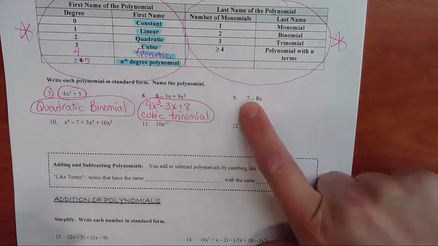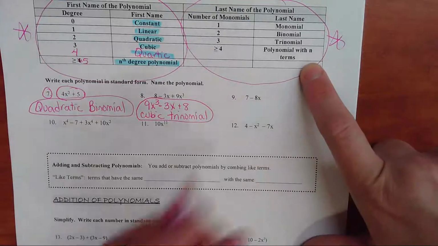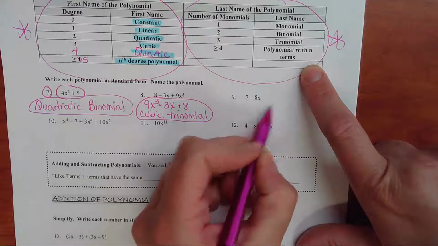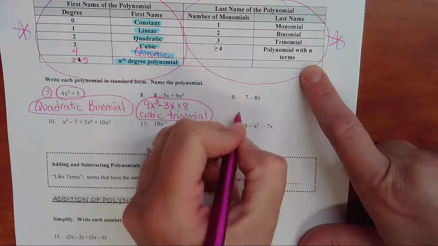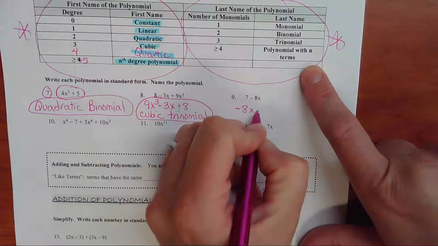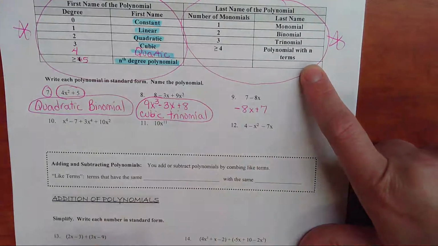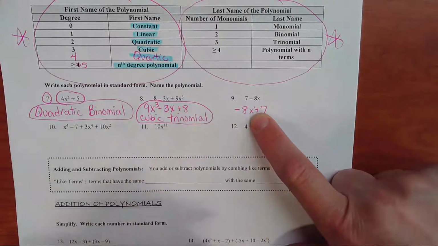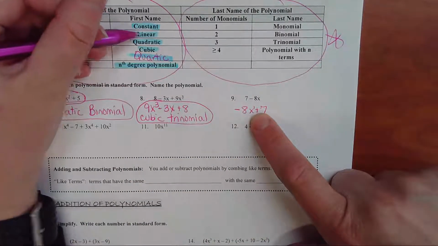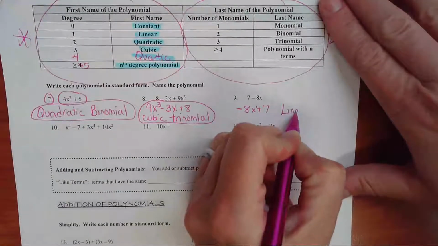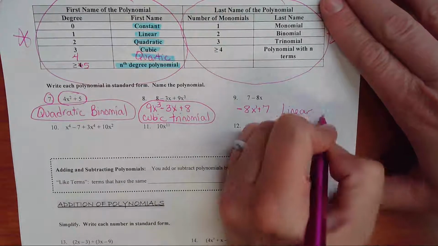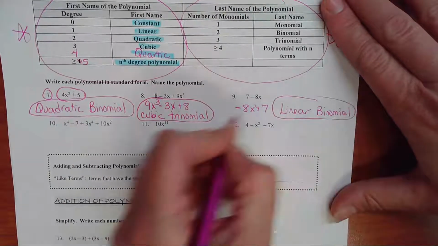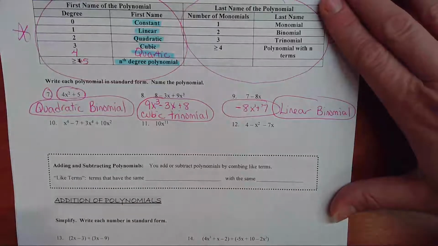For number 9, so this is not in standard form. The x has an exponent of 1. The 7 has no exponents or no variable, so it's always going to go on the end. So this is a negative 8x, and then you put the plus 7 on the end. That's standard form. So now we have to name it. This x has an exponent of 1, so largest exponent is 1, means that this is linear. And there are 2 terms, so this is a binomial. Hopefully this is making sense.